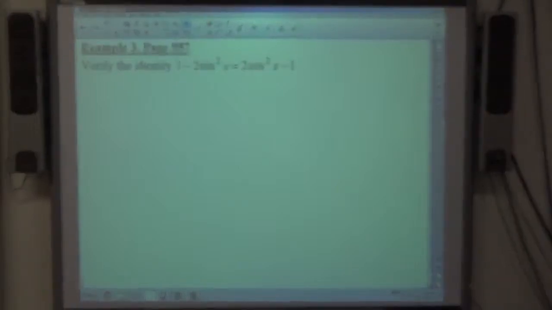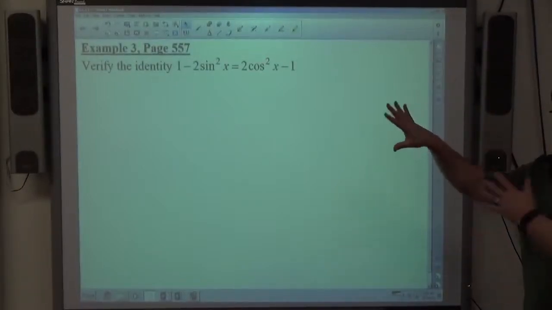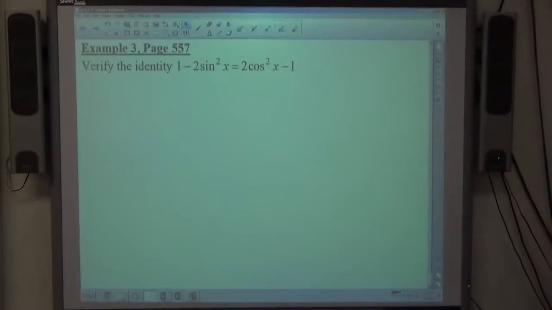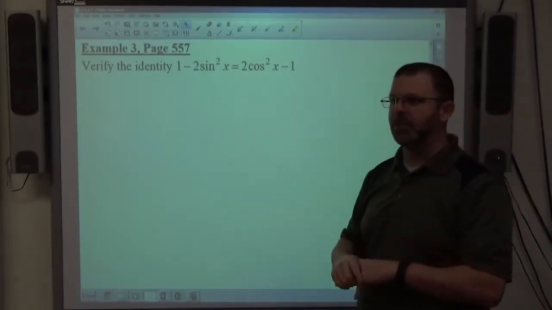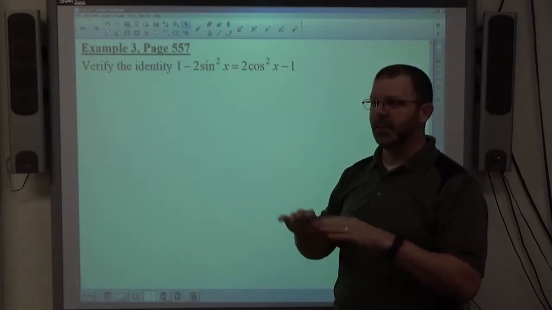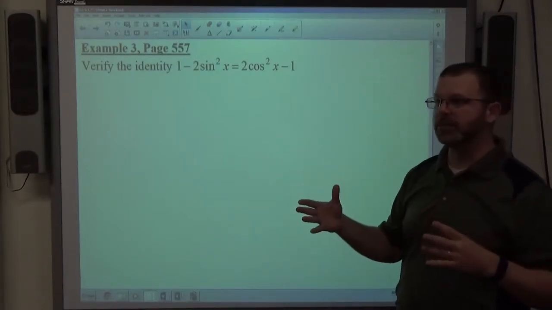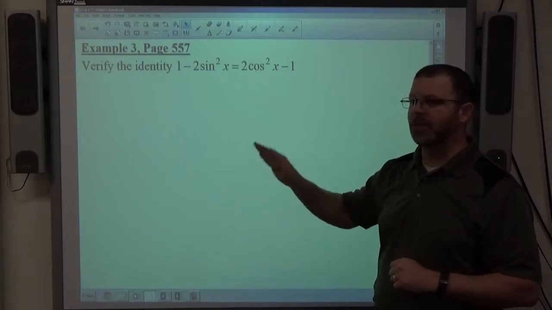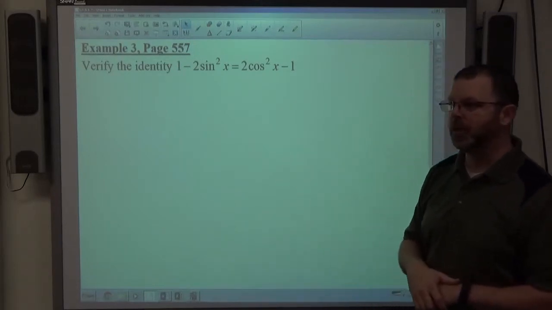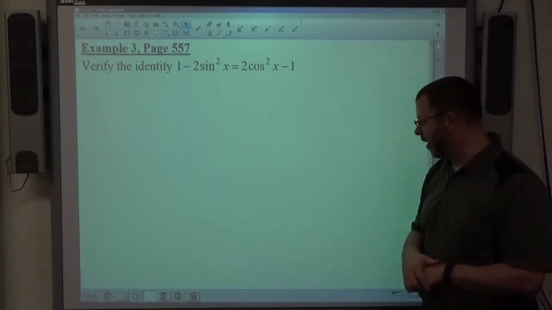So example 3, verify the identity. Again, the 11 through whatever the rest of the section is, they're going to say verify the identity. They'll all be identities. So only the first 10 do you really have to type the stuff in your calculator and verify whether or not they are. Once the number 11 happens, everything from that point forward will be an identity. They'll be true. You have to prove that they are.